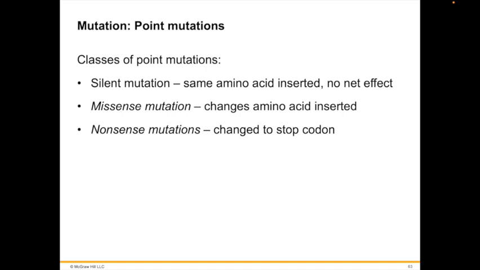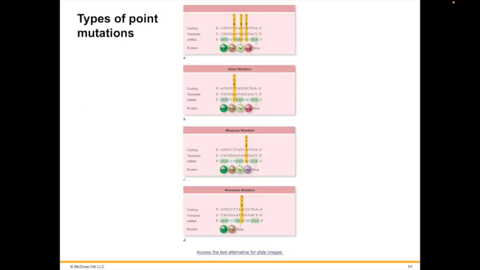Nonsense mutations. A mutation that changes a codon from one that encodes an amino acid to a stop codon is called a nonsense mutation. If you look at the bottom, at D, that is a nonsense mutation. The stop codon will cause translation to terminate, prematurely producing a truncated protein. The length of the resulting protein depends on the location of the new stop codon in the gene.